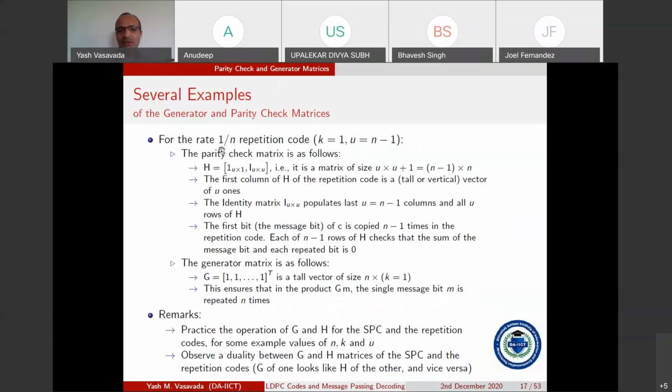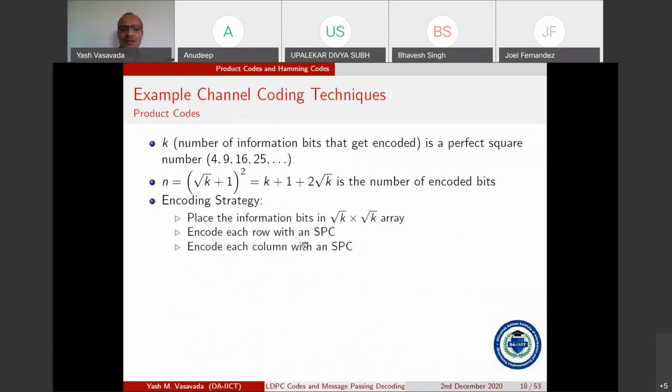For the repetition code, it turns out that G kind of becomes H and H becomes G. And that is why sometimes SPC and repetition codes are called kind of the dual of each other. So let us not spend too much time on these G and H matrices, but remember that they are linear algebraic representations of these channel codes.